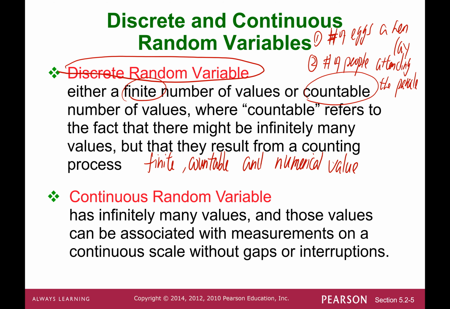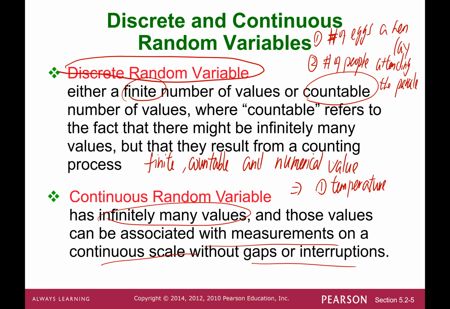A continuous random variable has infinitely many values. Those values are associated with measurement on a continuous scale without gap or interruption. For example, temperature is a typical continuous random variable. Temperature always occurs in a certain interval, for example from 20 Fahrenheit to 90 Fahrenheit, something like that, and all the values in between are possible.